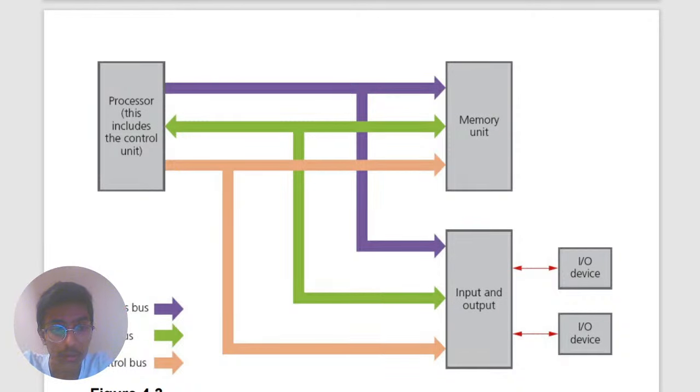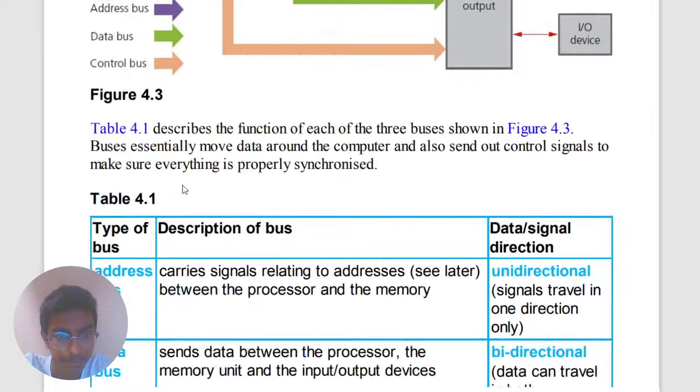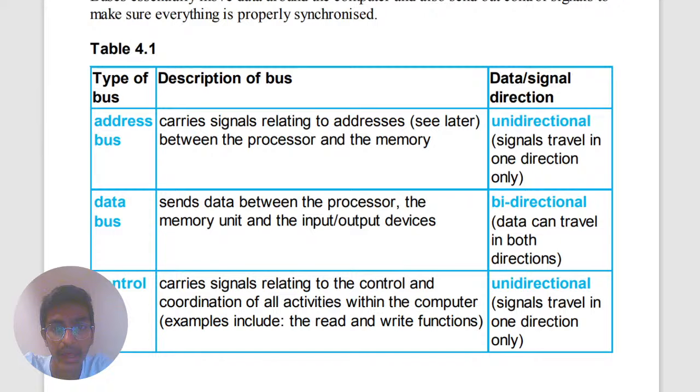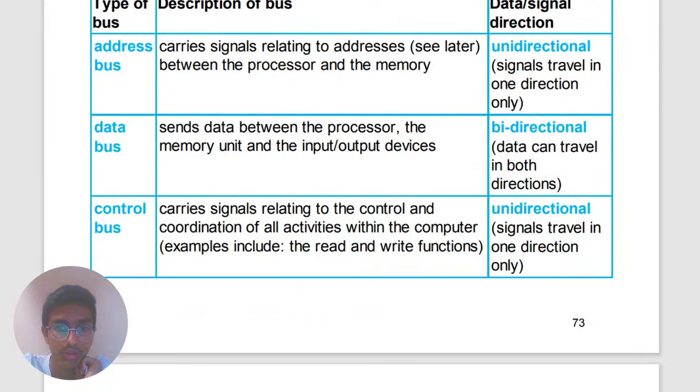We have the address bus, the data bus, and the control bus. These three types of buses. Here's a table explaining each of the three types of bus. So we have the address bus, data bus, and control bus.